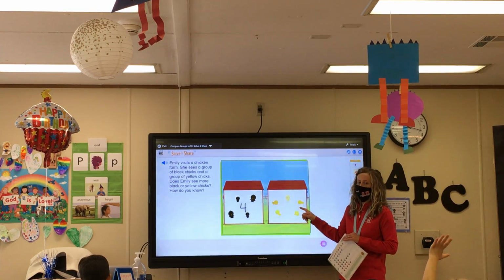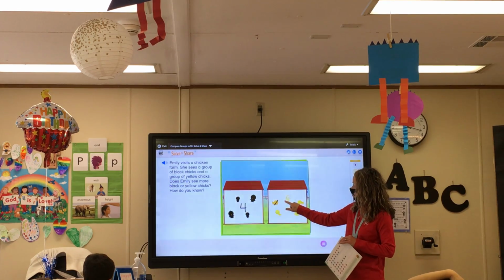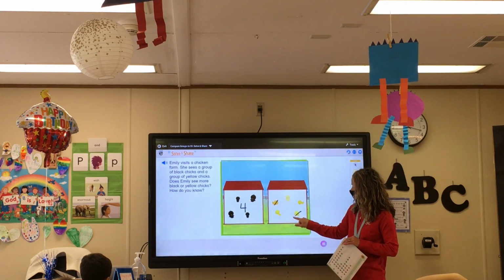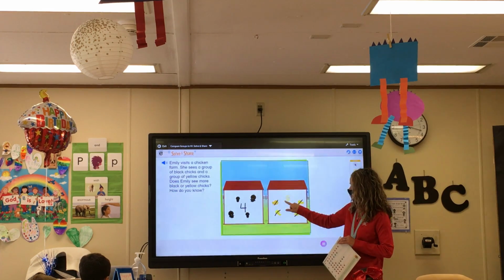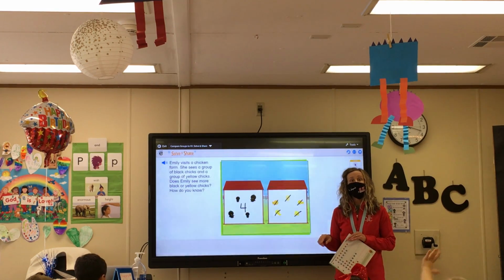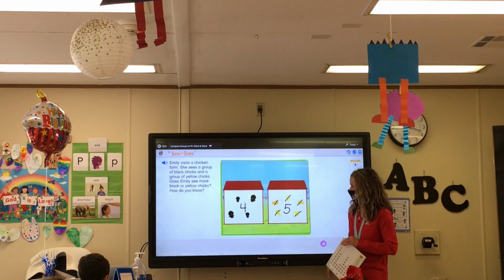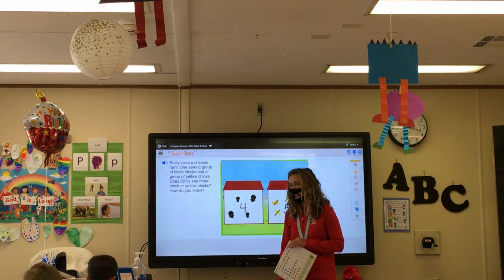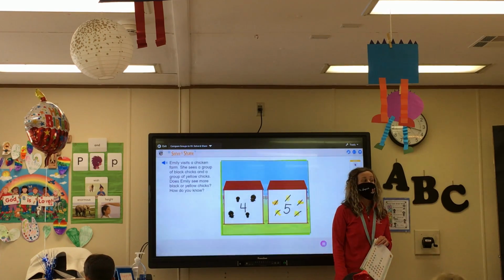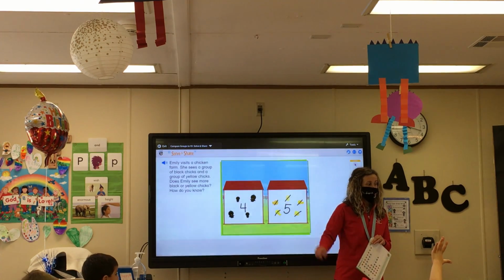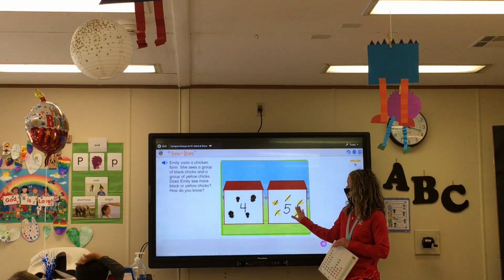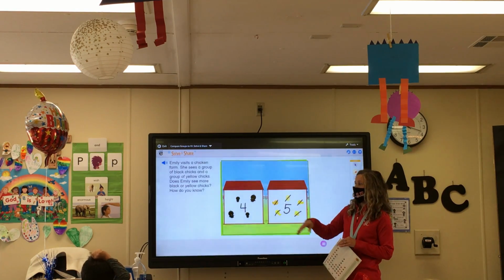Okay, let's count the yellow chicks. Here we go. 1, 2, 3, 4, 5. Oh, sorry, those didn't count. So how many yellow chicks? 5. So let's write the number 5. Okay, so which one is greater, Benji? 5. So we were right. The yellow was greater than the black.